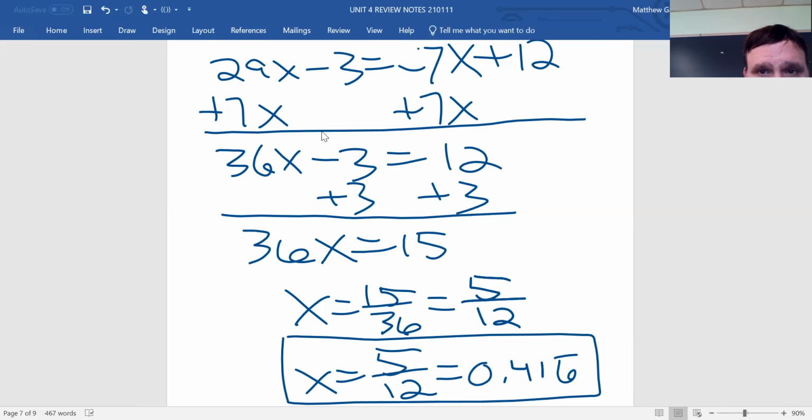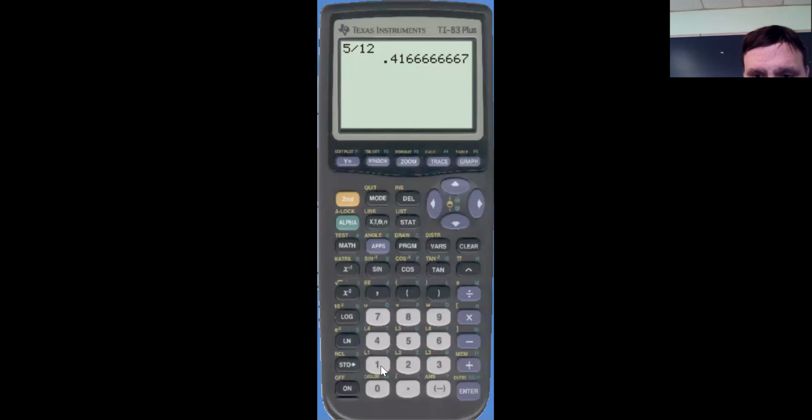Little trick I want to show you on the graphing calculator right now. If you got 15 over 36 like this, and you want to reduce it, this is not a difficult one to reduce, but you would hit math, fraction, and enter twice, and it reduces it for you. And the reason why I'm showing you that is on a standardized exam, the ratio is going to be reduced to lowest terms.